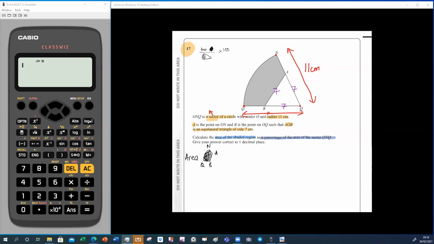Okay, so the area of that part is equal to what? Is equal to the area of OPQ. Oh, fantastic. So we're going to do the whole lot. That will be POQ, the area of that, and then minus AOB. Fantastic.